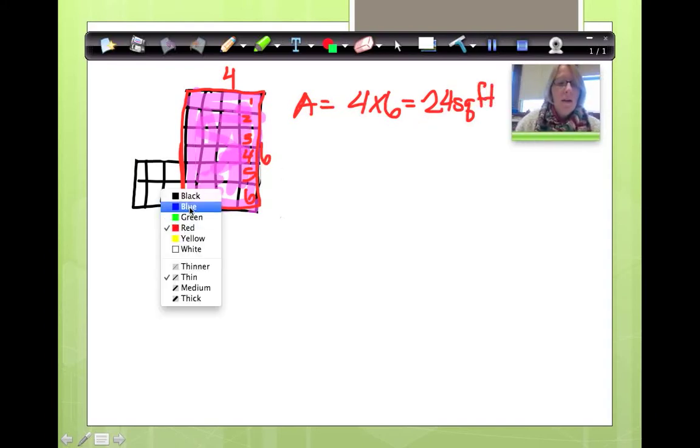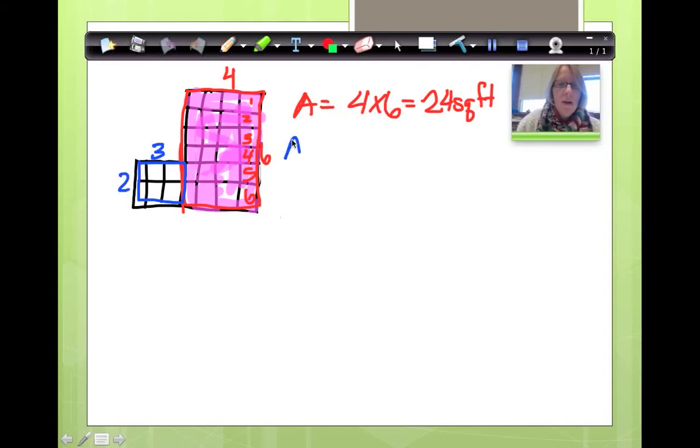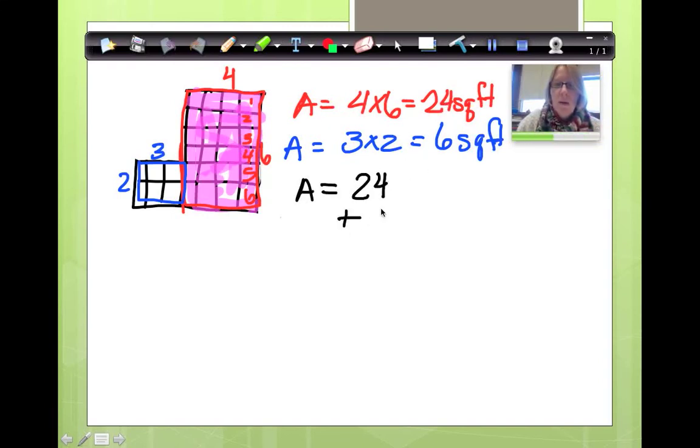Okay, now we need to find the area of the blue rectangle. Let's find the area of this rectangle. Well, using my grid, 1, 2, 3, this side is 3. 1, 2, this side is 2. So my blue rectangle is a 3 by 2, which means that it is 6 square feet. I add them up. I know that I'm going to need flooring for 24 plus 6, which would equal 30 square feet of flooring.